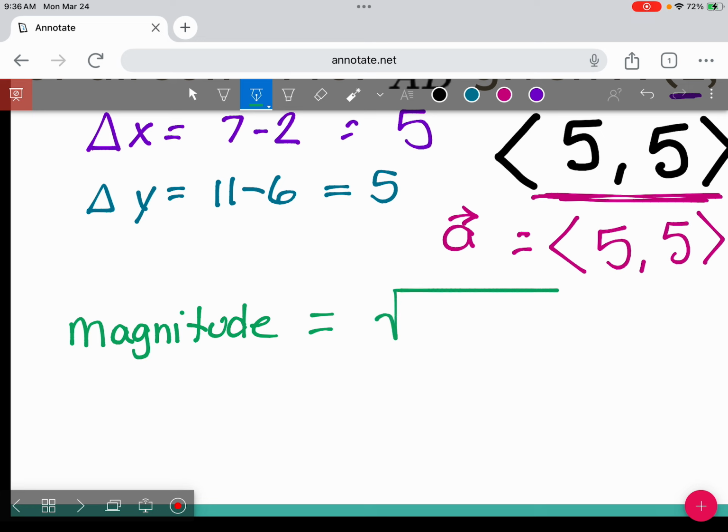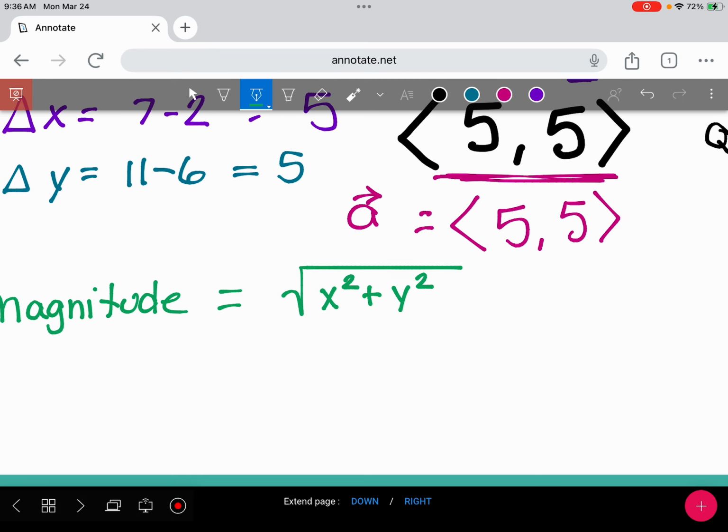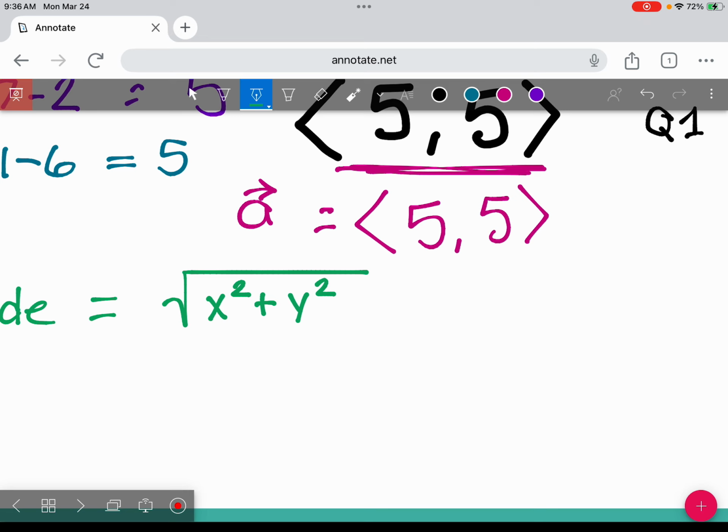We're going to do the square root. We need our x squared plus our y squared. Which would be 5. So our root of 2, right? Magnitude, it's like a double line absolute value. Magnitude of A, we're going to have our square root of 5 squared plus 5 squared.